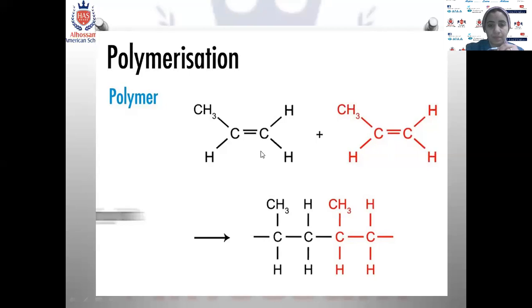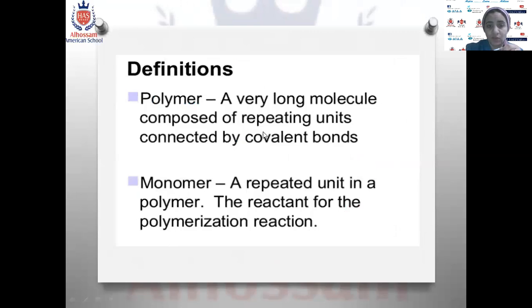The repeated units are called monomers. When the monomers combine together, they form the polymers. So let's see the definition of polymers: a very long molecule composed of repeating units connected by covalent bonds. The repeating unit, the unit itself, is called a monomer.